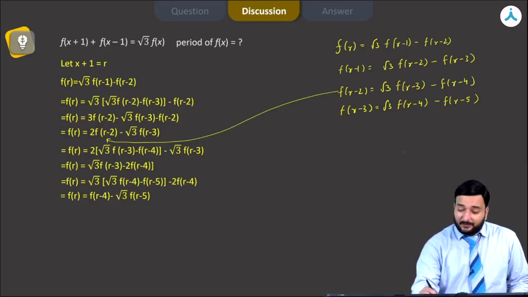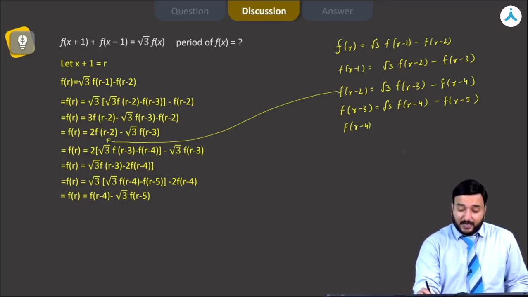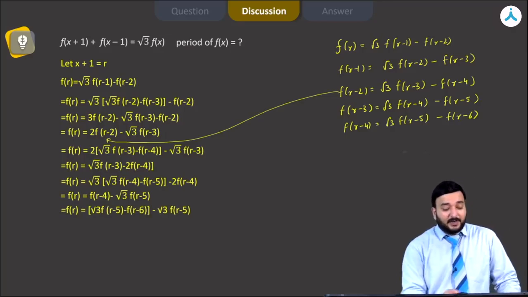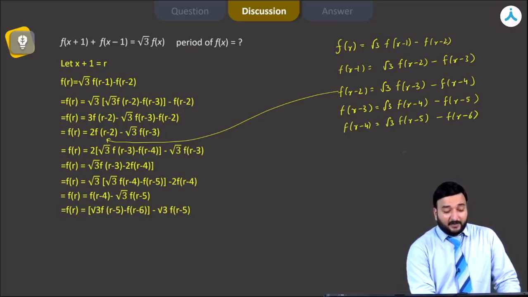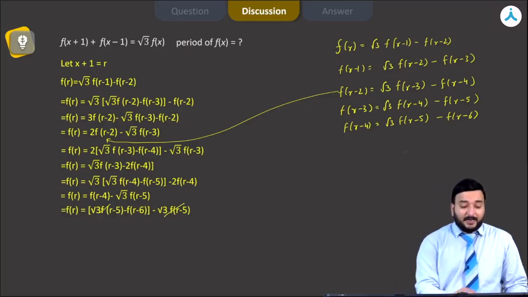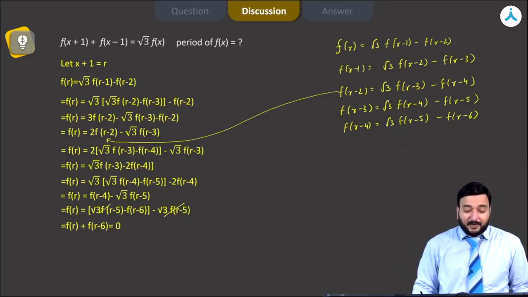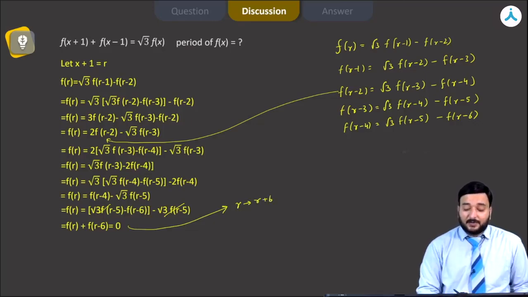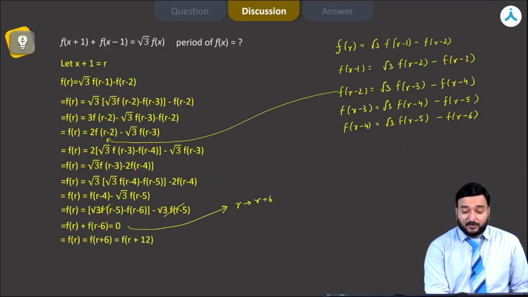Now again, for the last time, we are going to write f(r-4) as √3 f(r-5) - f(r-6). Once we do that, we get over here that this √3 f(r-5) part and this will get cancelled. So finally we are left with f(r) + f(r-6) equal to 0. Now in this equation I can replace r with r+6. So once we do, we will get that f(r) = -f(r+6) = f(r+12).